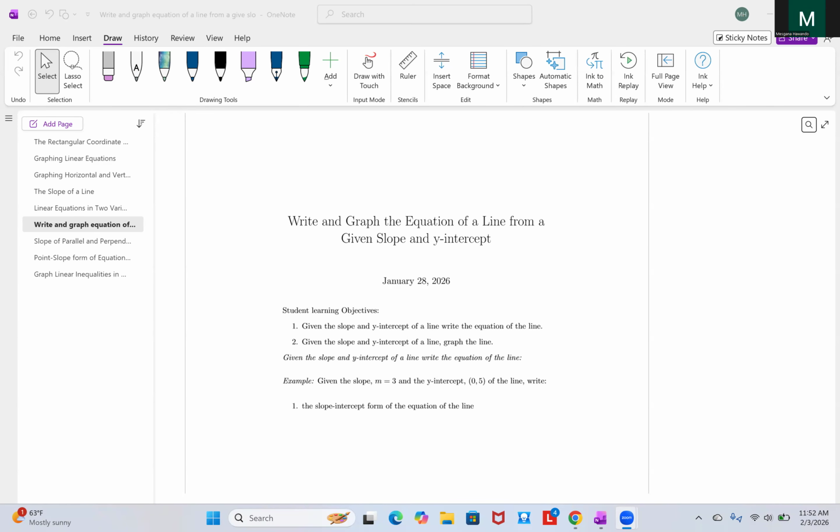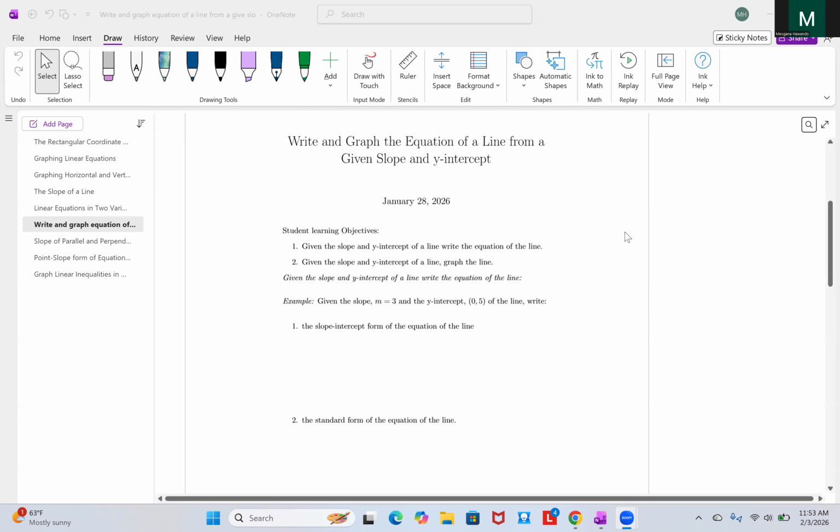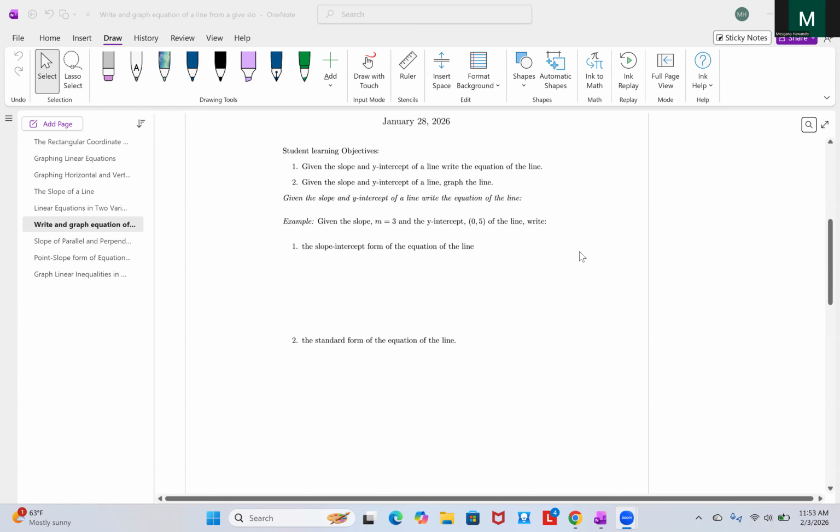Write and graph the equation of a line from a given slope and y-intercept. Student learning objectives: given the slope and y-intercept of a line, write the equation of the line; given the slope and y-intercept of a line, graph the line.